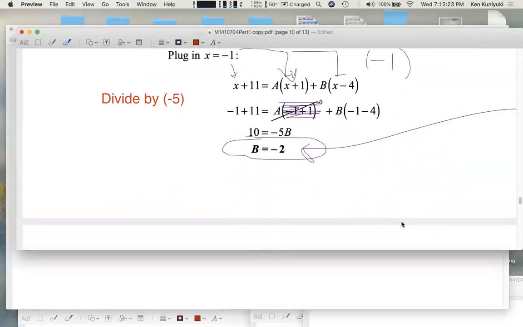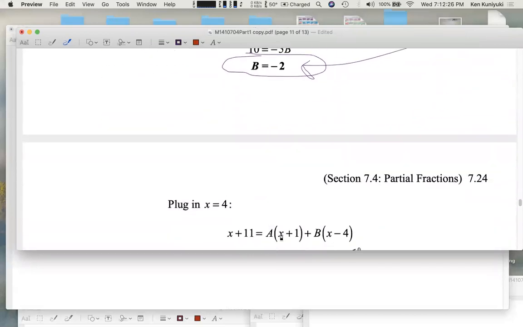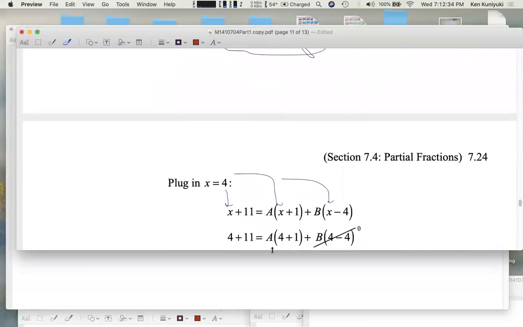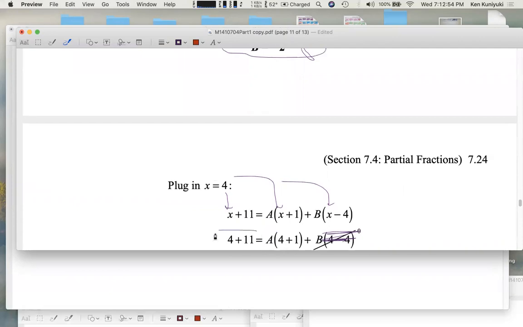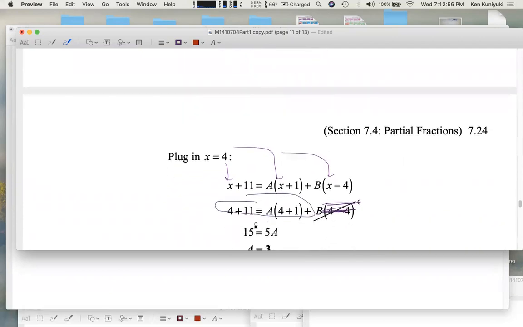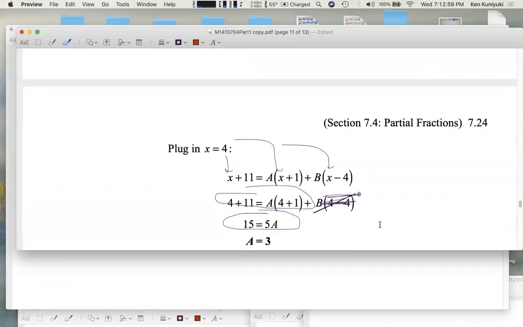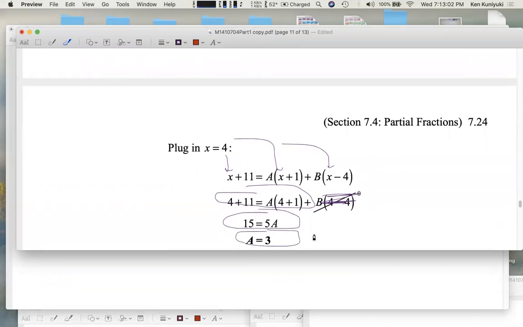Next up, let's plug in x equals 4. It's a similar process. Plug in 4 into both sides, all right? 4 here, 4 here, 4 here, right? 4 plus 11 will be 15. Over here, we're going to get 5a. What happens over here? You plug in 4 for x. You get 4 minus 4 equals 0. B times 0 is 0. This totally dies. You don't have to show any of this. If you just write this, that's fine. 15 equals 5a. Divide by 5. Switch sides. A equals 3.